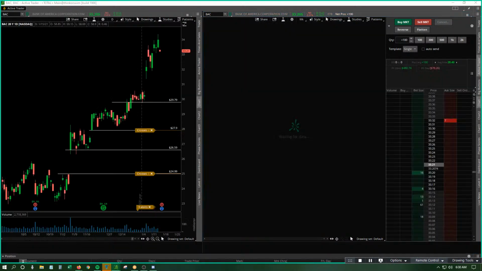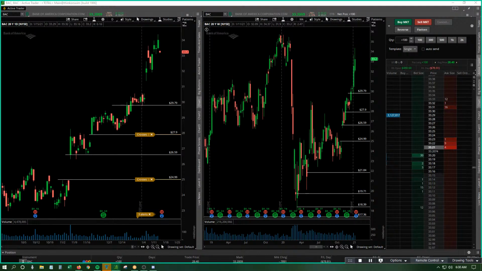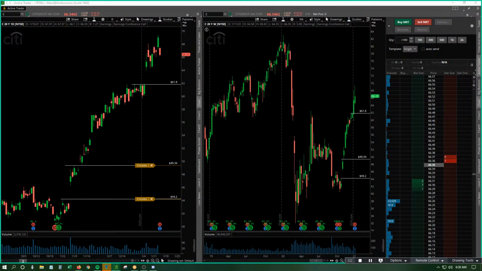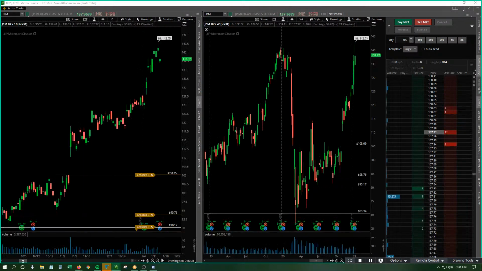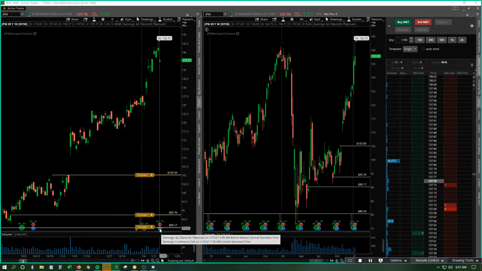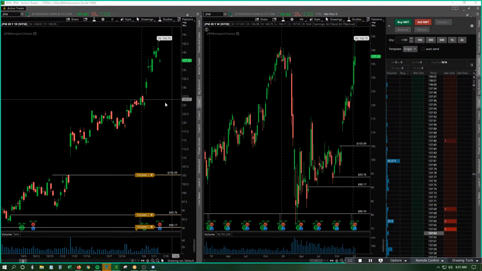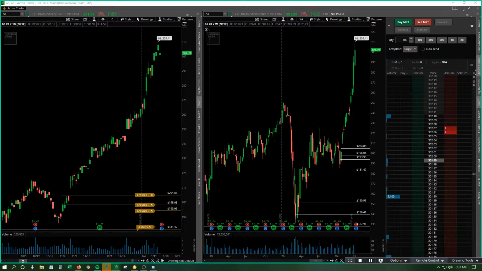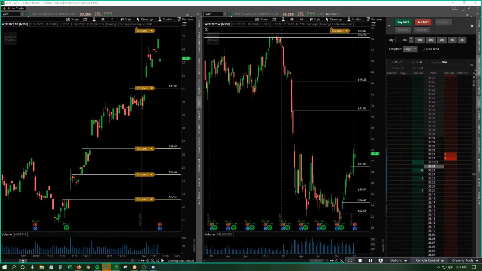The banks, B of A, he gapped down a little bit. Who reported? JP Morgan, maybe? Citigroup is down. Oh, JP Morgan did report. Well, they beat by almost more than $1. Gap down though. Goldman, he didn't report, but he gapped down too. Wells Fargo, he gapped down too.